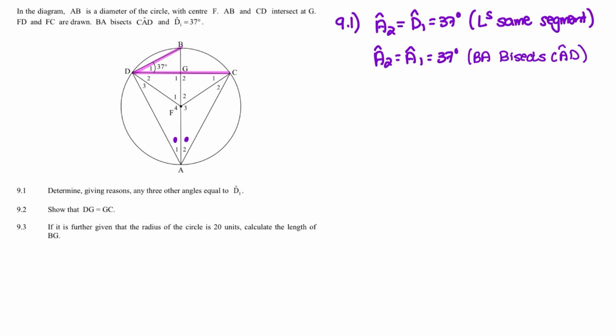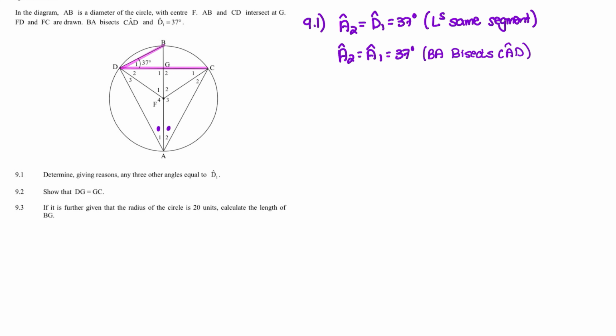And we could have also said that the angle of A2 is equal to C2, which is also 37, because that is also angles in an isosceles triangle. So I would say that D3 is equal to angle A1, which is 37 degrees, and that is angles opposite equal sides, or we can say angles opposite radii.